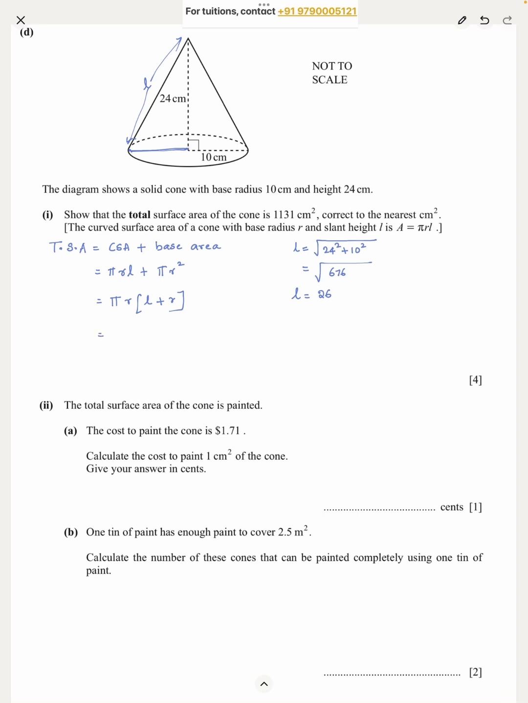So pi times R is 10 centimeter and 26 plus 10. Pi times 10 into 36. This gives us 1130.9 centimeter square. So this has to be rounded. Once we round it, then we get, so we have proved. So let me write it as hence proved.